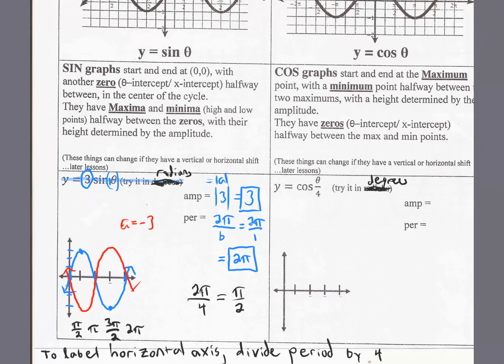Gotcha. Actually, let me undo that because I don't want you to copy that down. The next one I'm going to remember to do in degrees. This one has an amplitude of 1. If you want to find the period here, I can write theta over 4. That's the same as 1/4 times theta. Can someone with their mic turned on tell me what my B is here? What's the coefficient of theta?